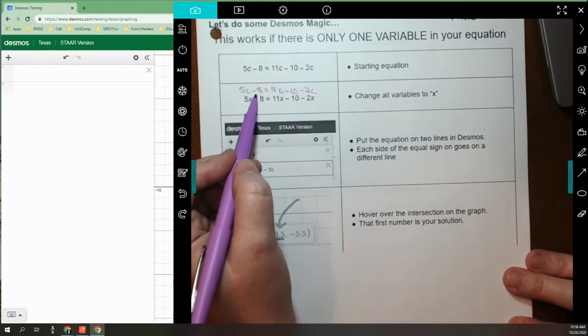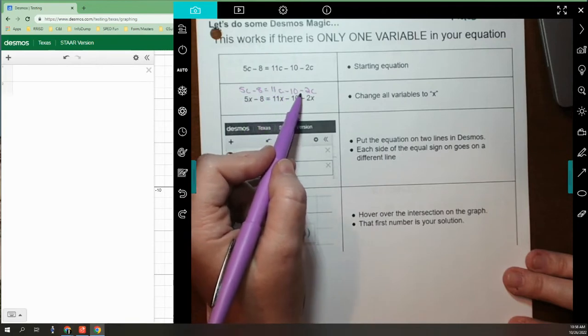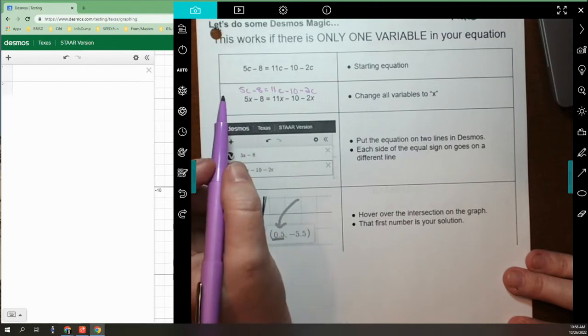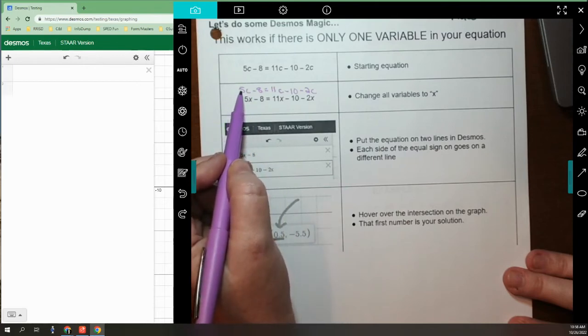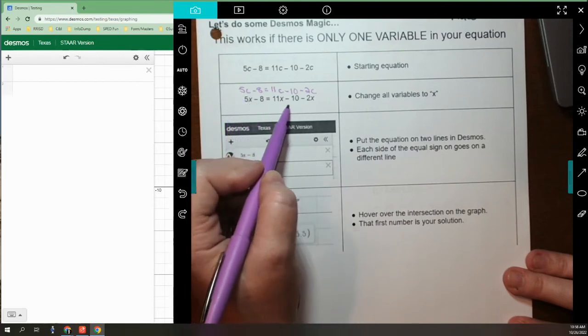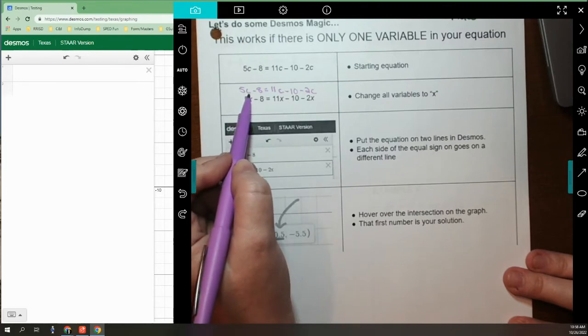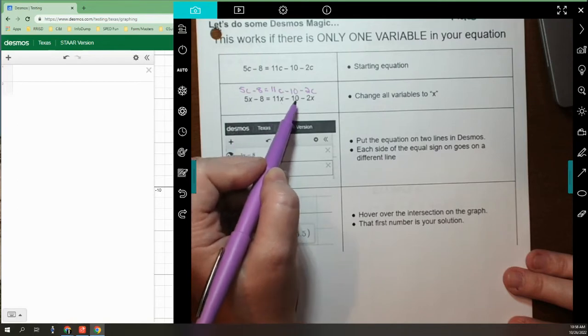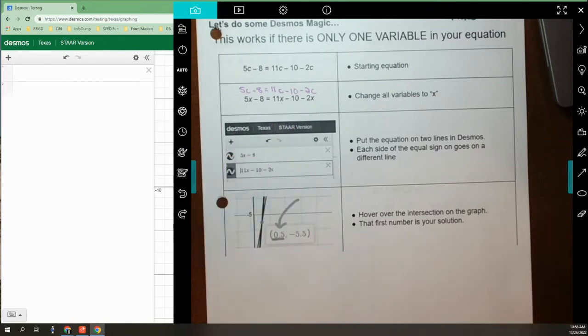So I had 5c minus 8 equals 11c minus 10 minus 2c. That sounds like a lot. I promise you can handle it. This step, super easy. You are rewriting it, but instead of what your variable was, you're making them all x. That's step 1.